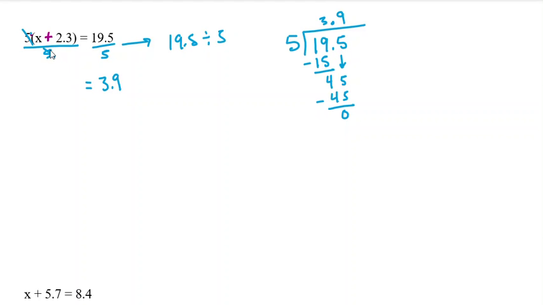And then the 5 divided by 5 is 1. 1 times the quantity x plus 2.3. So that leaves x plus 2.3, and now we need to figure out what's being done to x. We can ask the question again, what's being done to x?